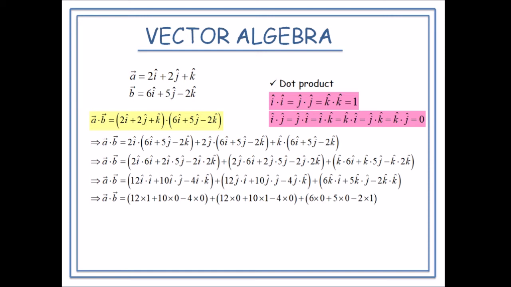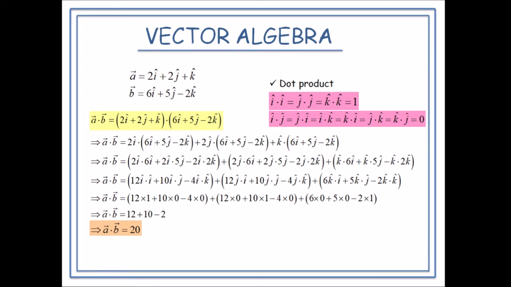So if we get, suppose, i cap dot j cap, then we will take that as 0. Alright, so as you can see, we get A vector dot B vector, which is equals to 12 into 1 plus 10 into 0 minus 4 into 0, and similarly the other terms. So now we get A vector dot B vector, which is equals to 12 plus 10 minus 2, which is equals to 20. So this is the resultant dot product of A vector dot B vector.